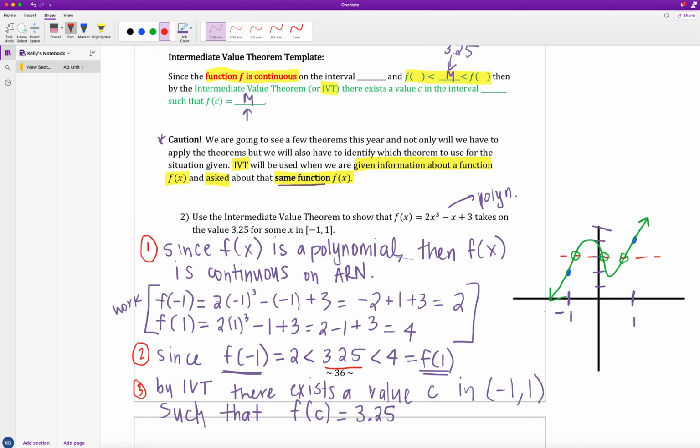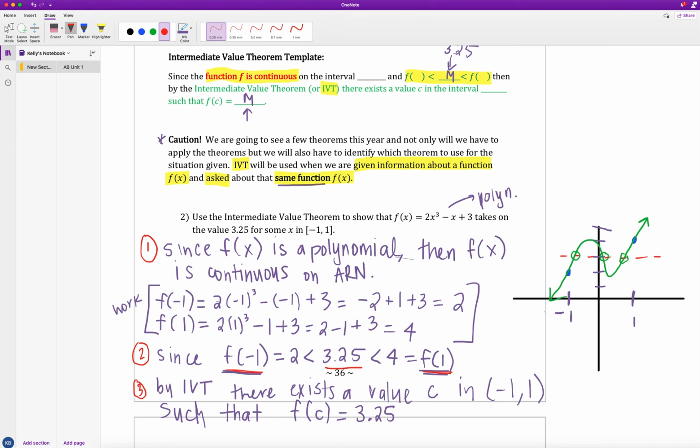So by the intermediate value theorem, there exists a value c in -1 to 1 such that f of c has to be equal to 3.25. And again, just make sure we're emphasizing this 3.25 is dealing with y values by using the f of -1 and f of 1 notation.